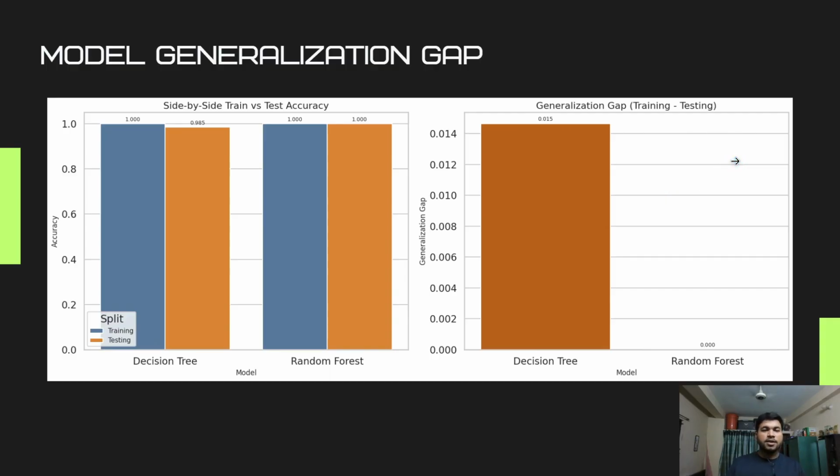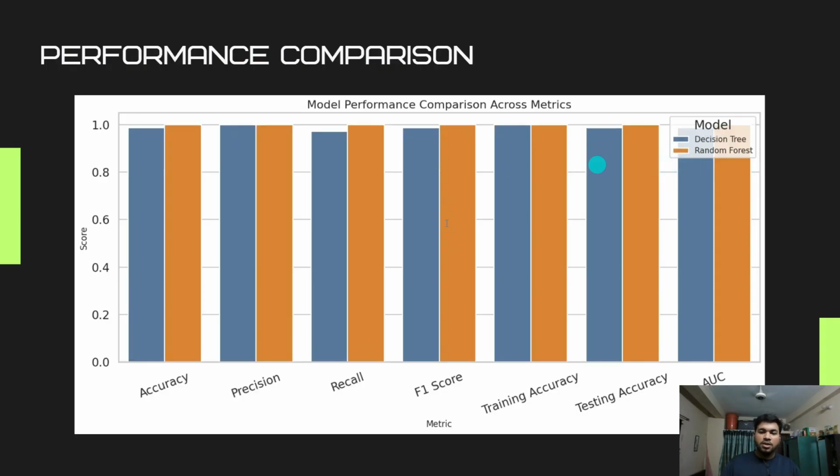Now let's look at the model generalization gap, the train versus test comparison. This slide compares training and testing performance. The important concept here is the generalization gap. The formula is training accuracy minus testing accuracy. For the decision tree, the gap is almost 0.015, and for random forest, the gap is almost zero. I mean completely zero.